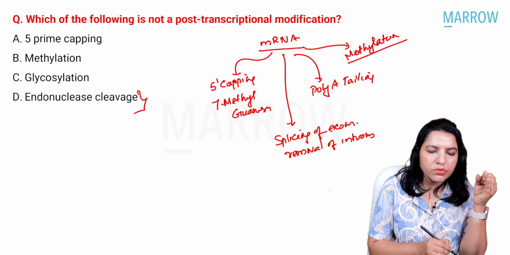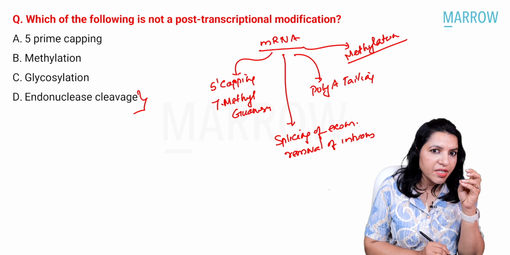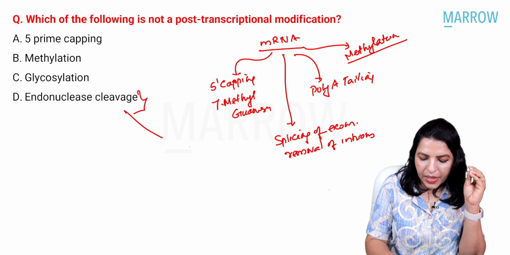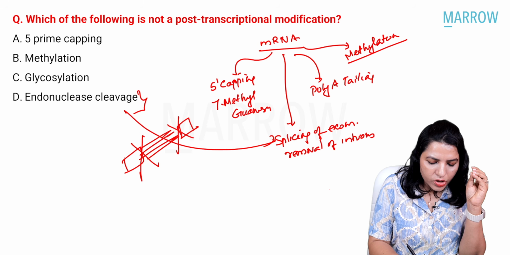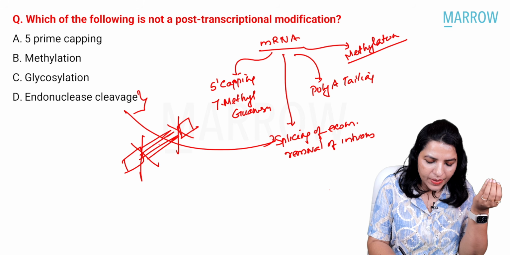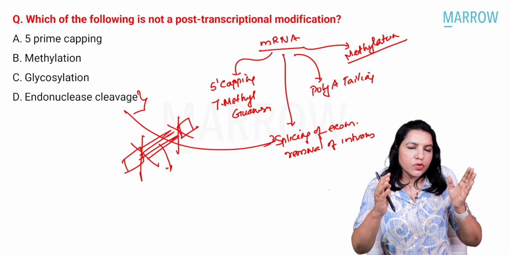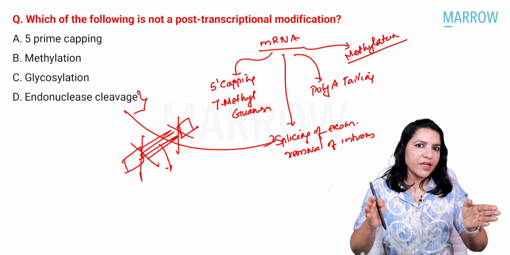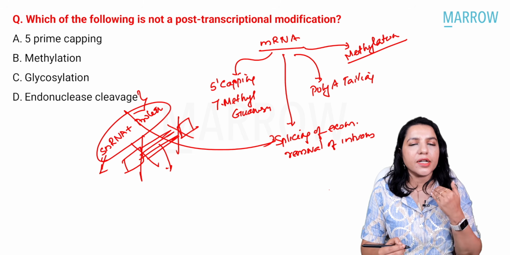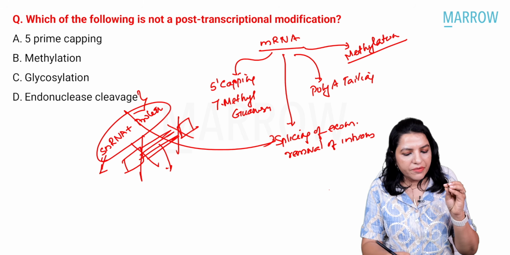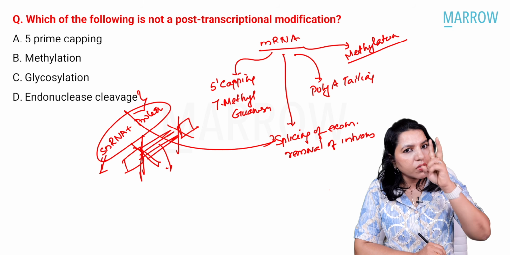What about this endonuclease cleavage? Endonuclease cleavage is what you see in the splicing of exons, because we know that if there are two exons joined by an intron, this exon has to be spliced. If the exon has to be spliced, the exon-intron junction has to be cut. Who cuts the exon-intron junction? It is by an RNA which is called snRNA, which combines with some proteins and becomes snRNP. So this snRNP is the one which cuts this exon-intron junction. So it is a cleavage.